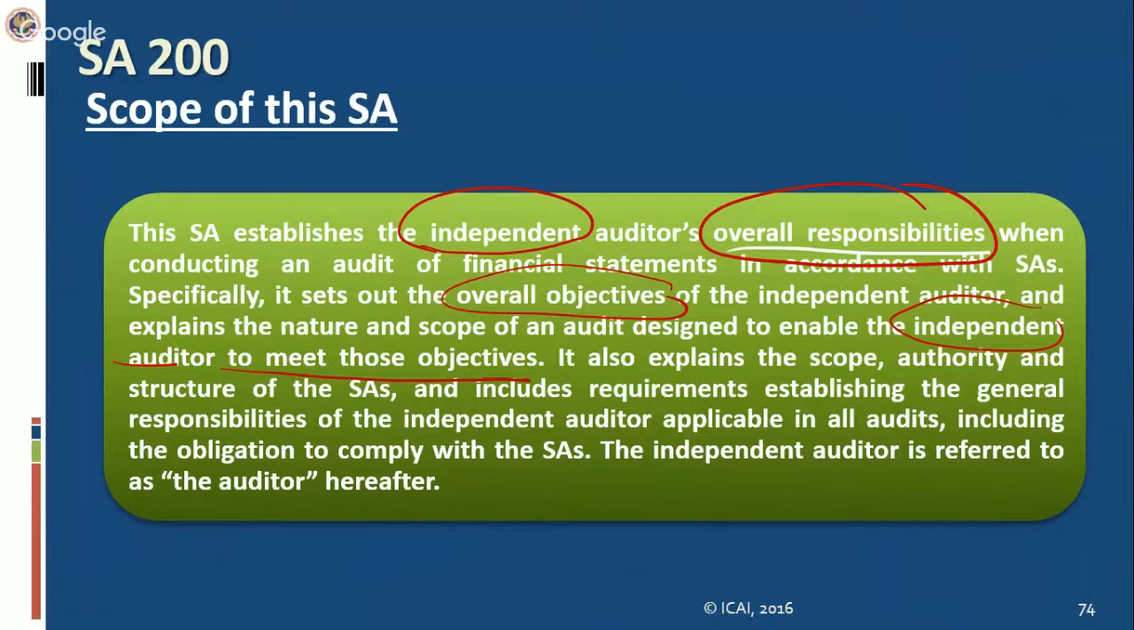Students, the overall objective of the independent auditor, which we will study later in this SA, it also explains the scope, authority, and structure of the SAs and includes requirements establishing the general responsibilities of the independent auditor, applicable in all audits. So if we read out this paragraph one, two, three times, it is trying to establish the overall responsibility of the auditor. That's it.